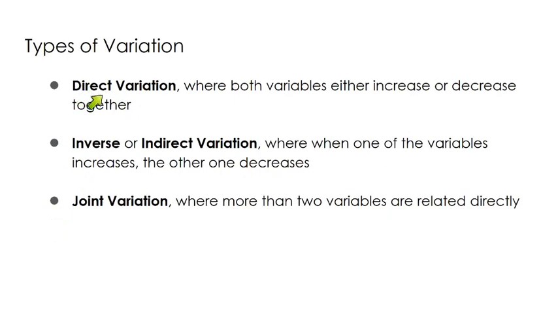Direct variation is the most simple style of problem. It's where both variables increase or decrease together. As one variable doubles, the other will double. If one variable is halved, the other will be halved. Then we have inverse variation, and that's where one of the variables increases as the other decreases. And lastly, we have joint variation, where you might have any combination of direct and inverse.